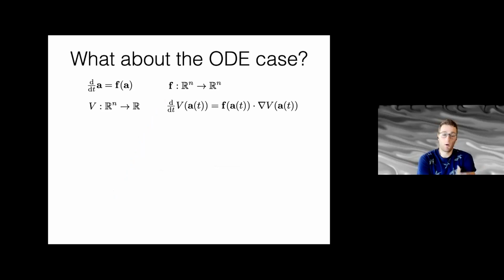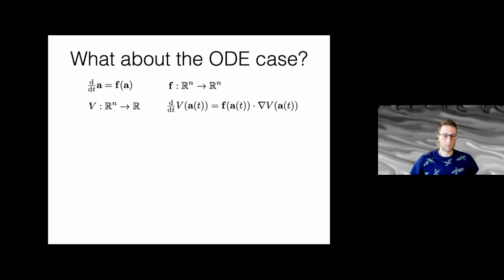I'm going to do one possible thing, which is probably not the only possibility. And to tell you why I did it in this way, let me tell you about the ODE case. So let's just consider an ODE dynamical system. So the state vector A lives in Rn.